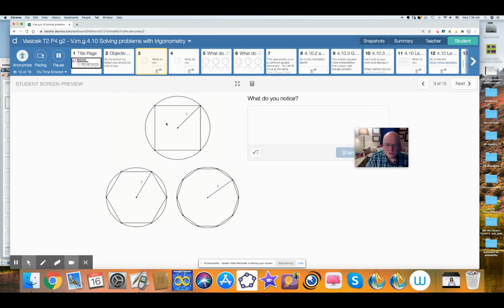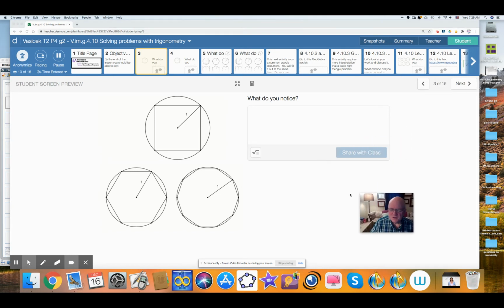And so, what do you notice and what do you wonder? Many people said different things on this. Some things that were said: each of these polygons is inscribed. Each one of them has a radius of 1. The circle has a radius of 1. Each one of these centers goes to a vertex, not to the center of the side, but to the vertex.